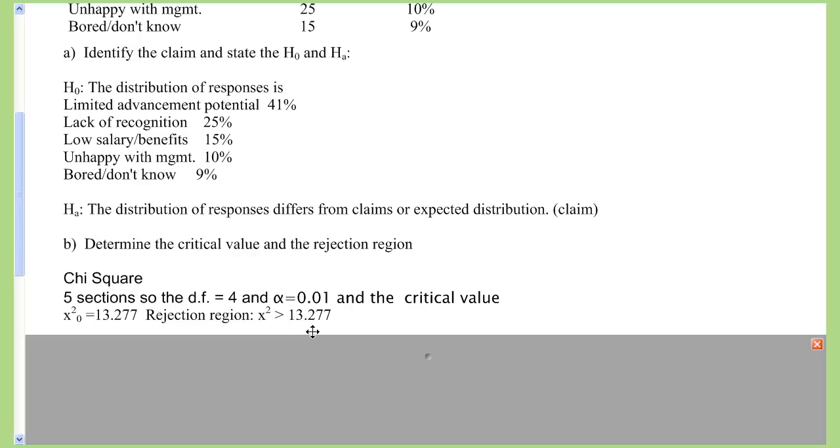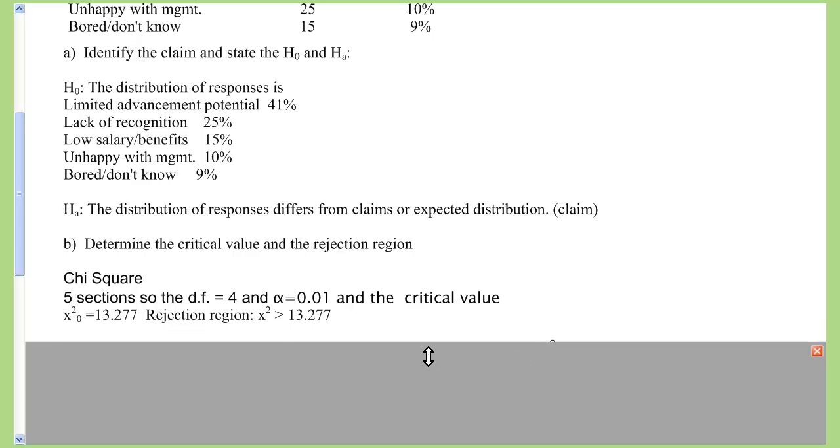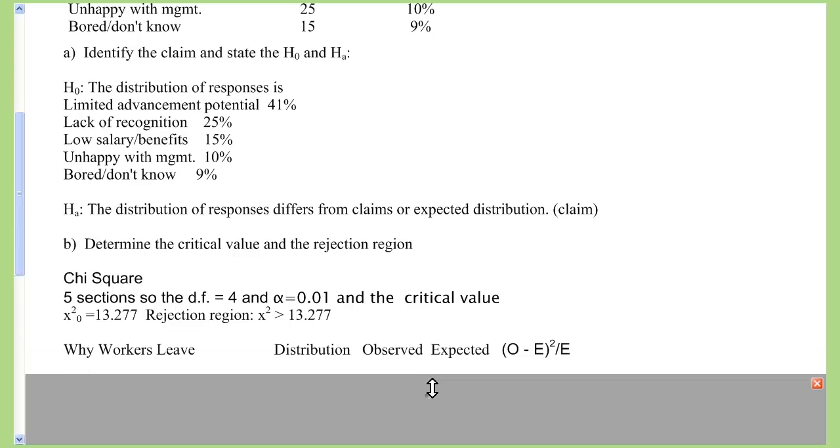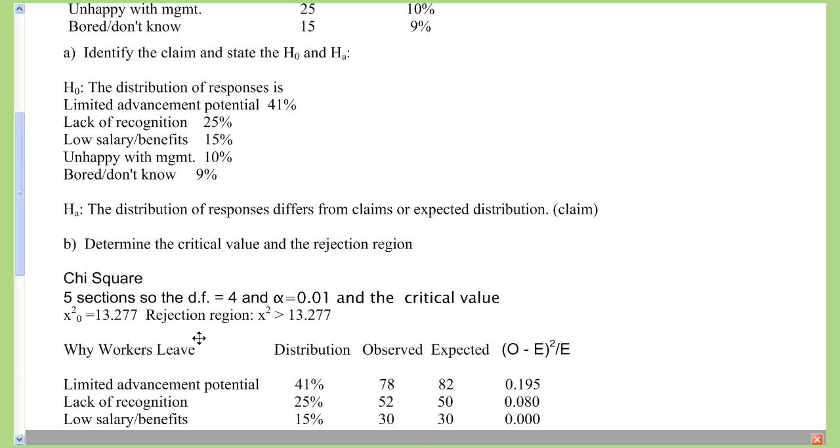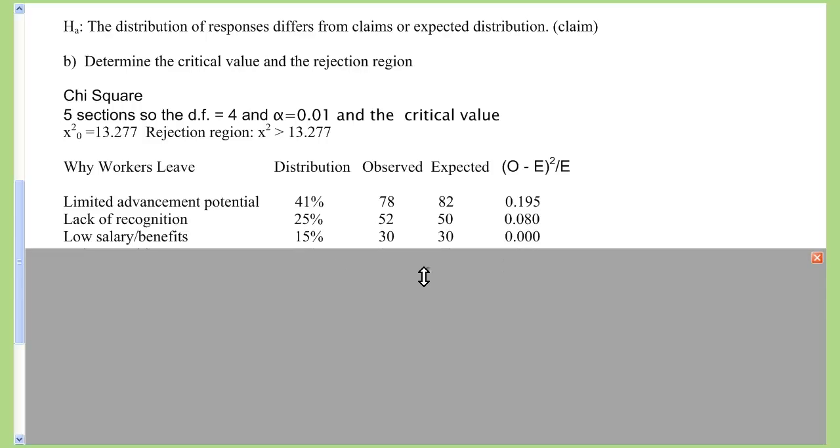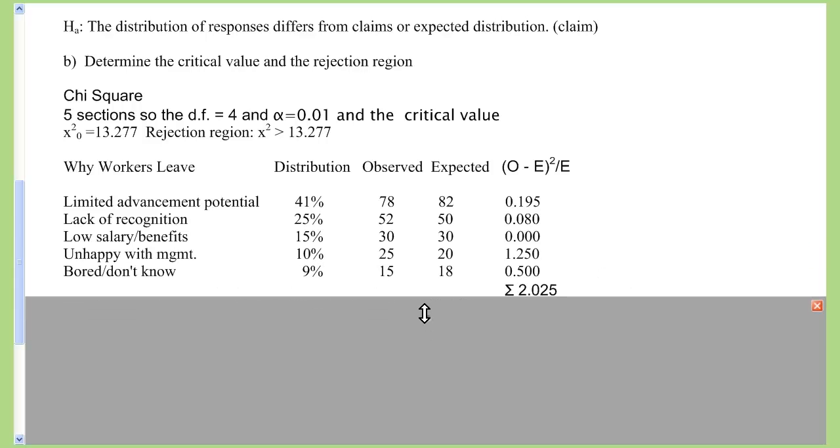The calculator really doesn't help you with this problem, so we're not going to look at it. You probably need to just do this by hand. We're going to look at the table, but expand it. The first column is the distribution, which is what you saw when you looked at the table. The next column is what you found out with your data, what they've observed.